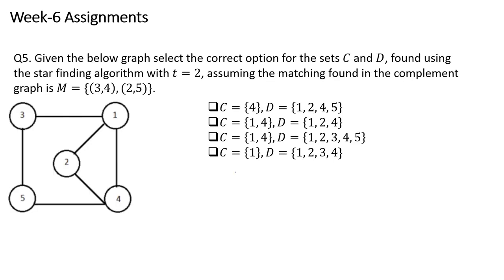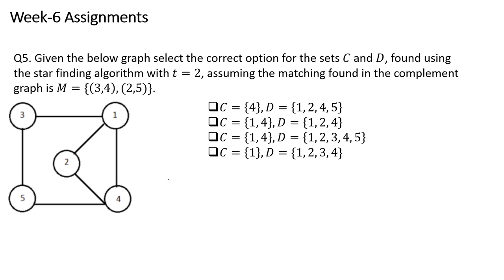Proceeding to the next question. Given the below graph, select the correct option for the sets C and D found using the star finding algorithm with t equal to 2, assuming the matching found in the complement graph is M equal to 3, 4, 2, 5. So we run the match find algorithm in the complement graph.